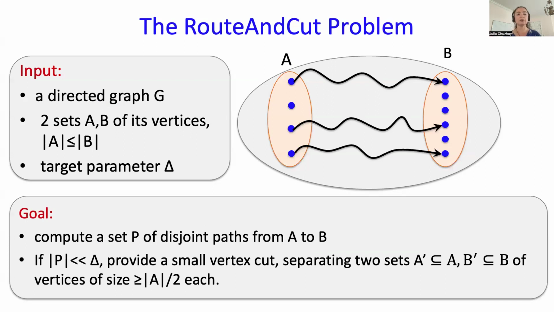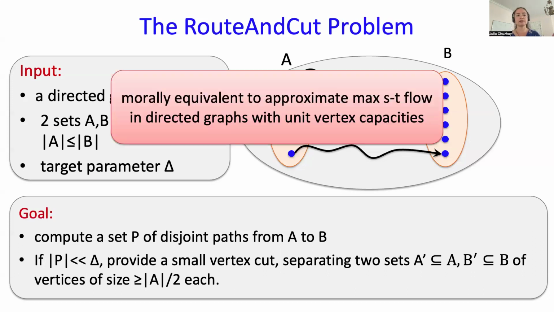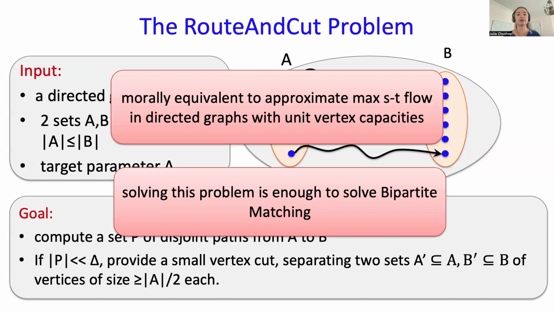If not, then we want to produce some certificate that such a collection of paths does not exist. And naturally, such a certificate is going to be a vertex cut that separates many vertices of A from many vertices of B, and the separator size itself needs to be small. So this is the definition of the problem. And again, just looking at it, it's morally equivalent to approximate max s-t flow in directed graphs with unit vertex capacities. And as such, it's just equivalent to bipartite matching. So now I'm going to focus on this problem only.